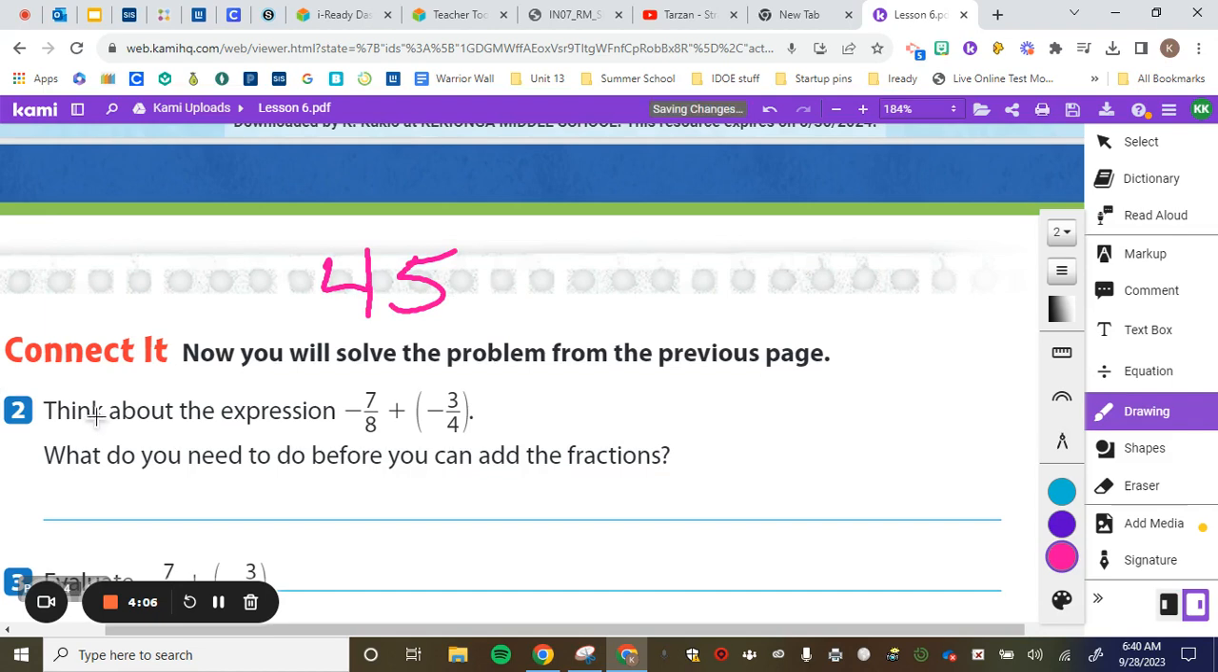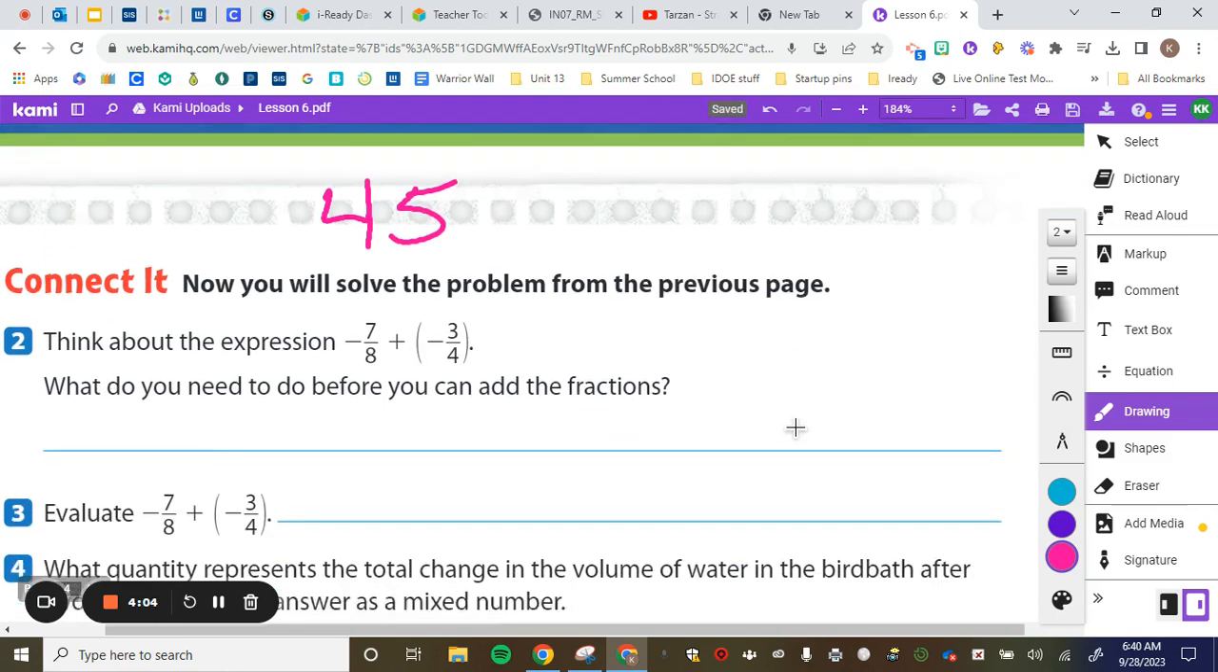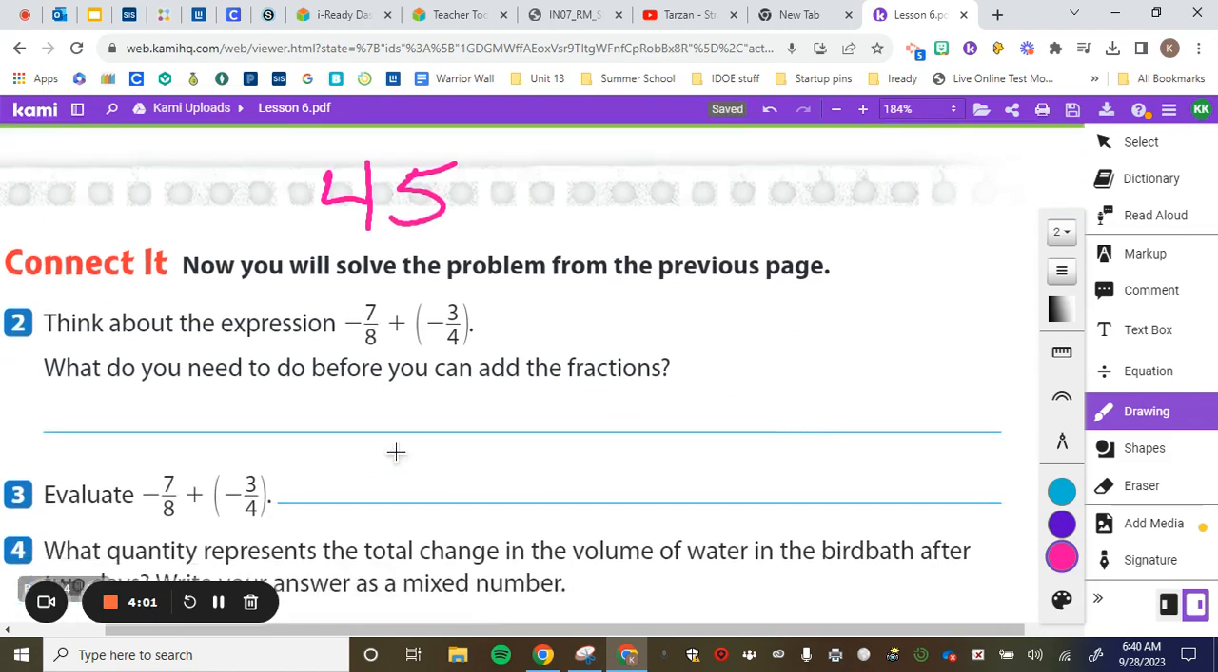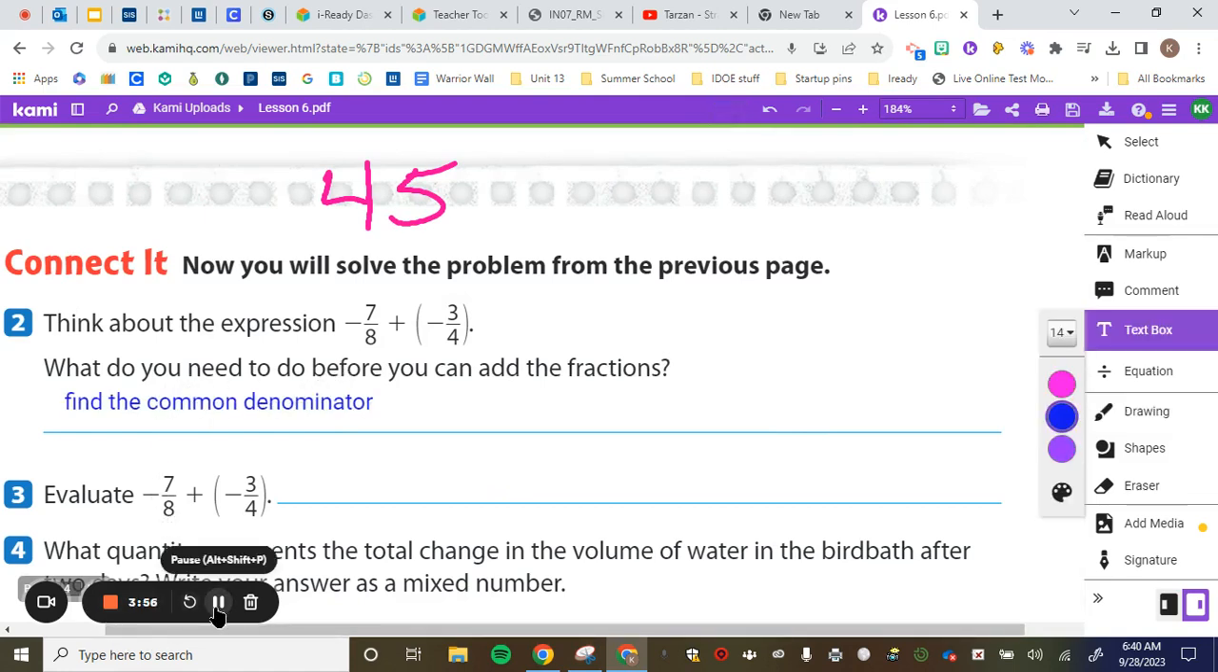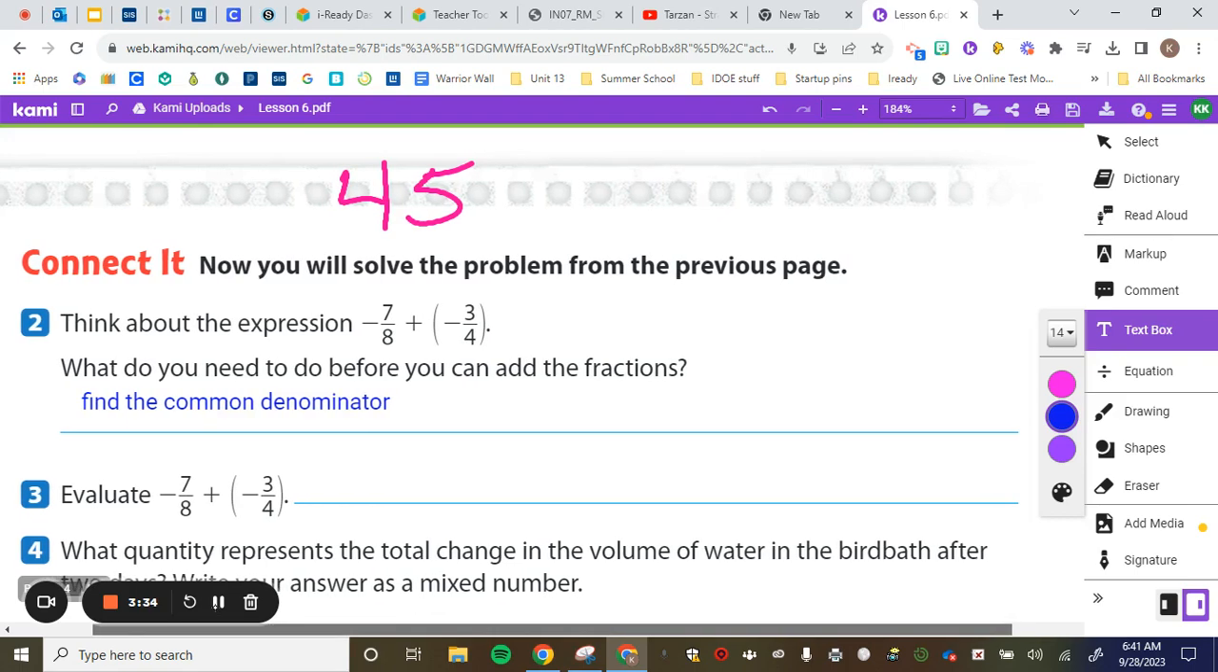Question number 2 says, think about the expression -7/8 plus -3/4. What do you need to do before you can add fractions? The rule for adding fractions is to find a common denominator, and that means we have to cut them into the same size pieces. The 7/8 is cut into 8 pieces, the 3/4 is cut into 4 pieces, so my common denominator between those two is going to be 8. So now I need to change my fractions so that they both have a common denominator of 8.